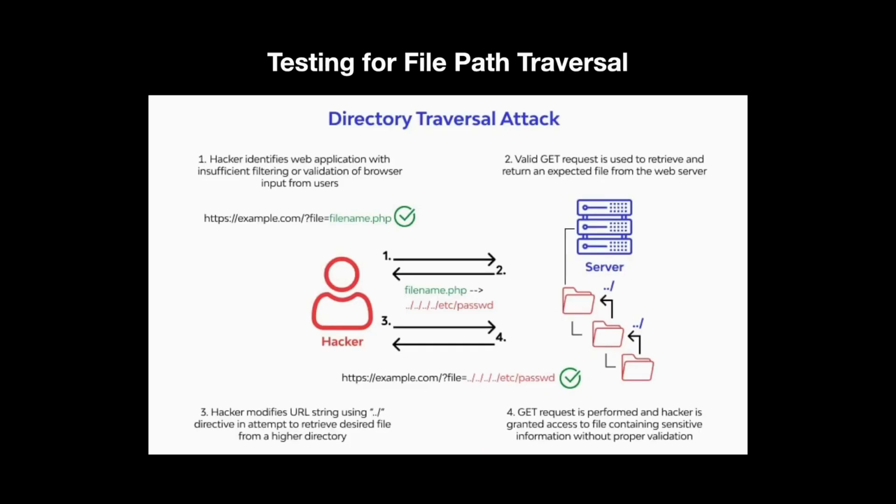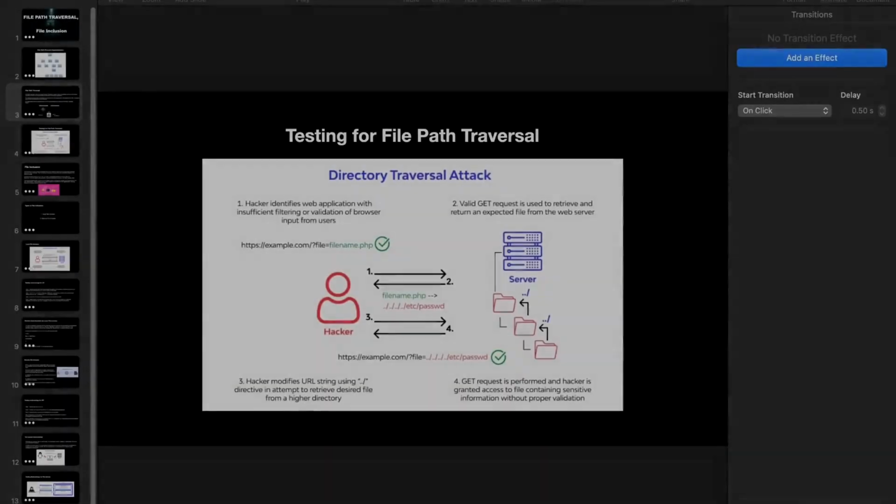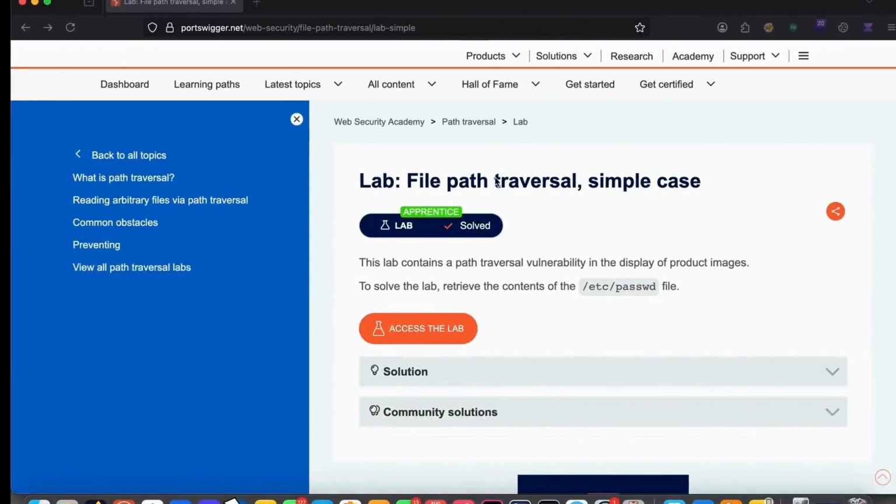an expected file from the web server. And then the hacker modifies the URL string using the dot dot slash directive in an attempt to retrieve a desired file from a higher directory. The GET request is performed and the hacker is granted access to a file containing sensitive information without proper validation. So let's jump on to this methodology.